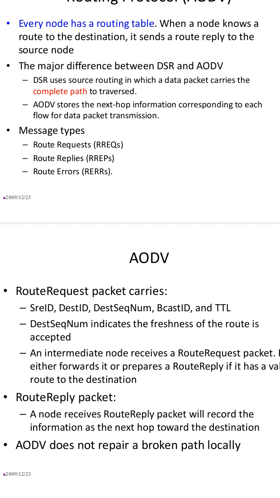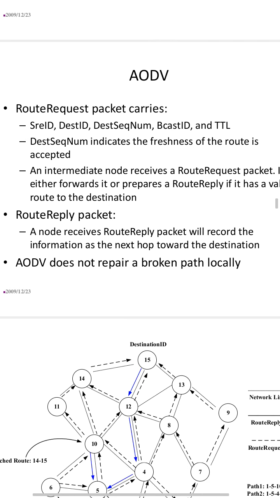Okay, and the next packet is the route reply packet. In the case of the route reply packet, a node that receives the route reply packet will record the information about the next hop to the destination. So this is the route reply packet.